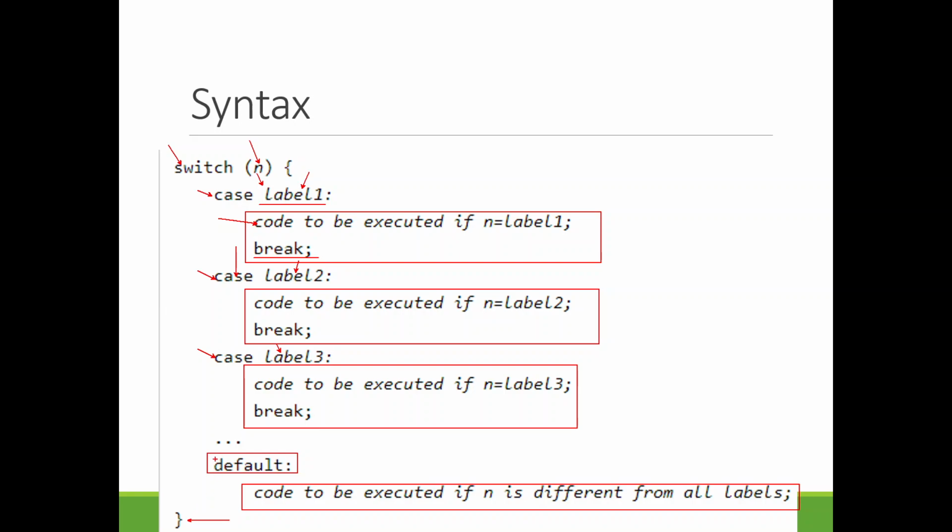Now, lastly, we have the default. This is called the default case, because the default is if no label here matches the value of n, then it's going to give some value there. Okay, maybe I can just give a simple example.